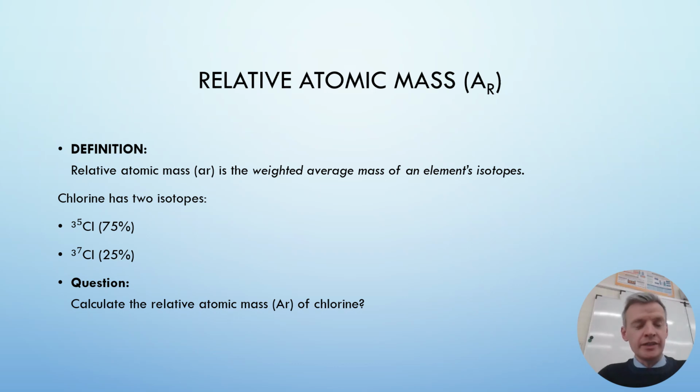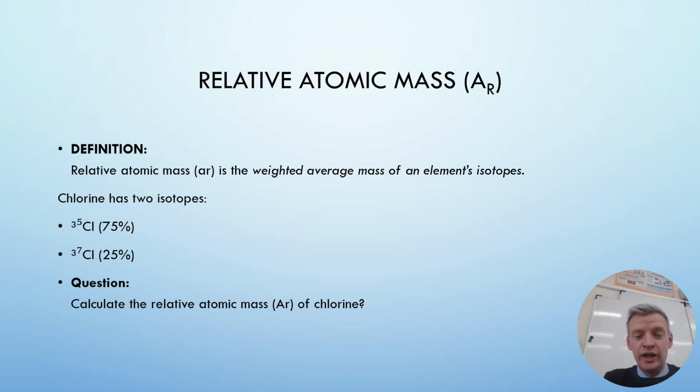Right, the last thing we're going to look at is the relative atomic mass. This is often the number that's quoted in the periodic table in place of the mass number. So it's relative atomic mass and it's given the symbol Ar. So the definition is the weighted average mass of an element's isotopes. Essentially what you're doing there is looking at all of the different isotopes of one particular element and averaging the mass of all of those put together.